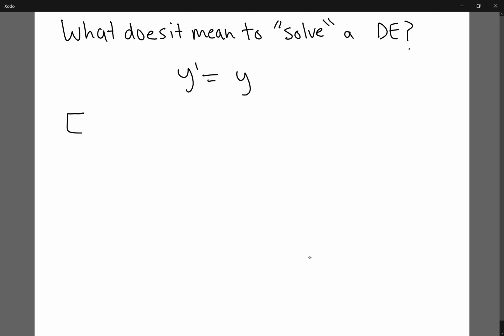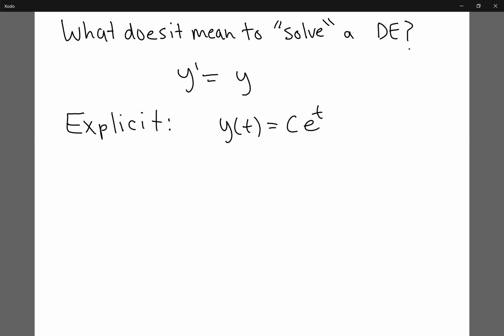Well, there are various things that you might do. The best case scenario is you might actually be able to construct a nice formula for exactly what that function is. So an explicit solution would be something like y(t) = c e^t, for the constant c. So that's nice because given a value of t, we can immediately find the value of y. And there are plenty of differential equations where that is possible.